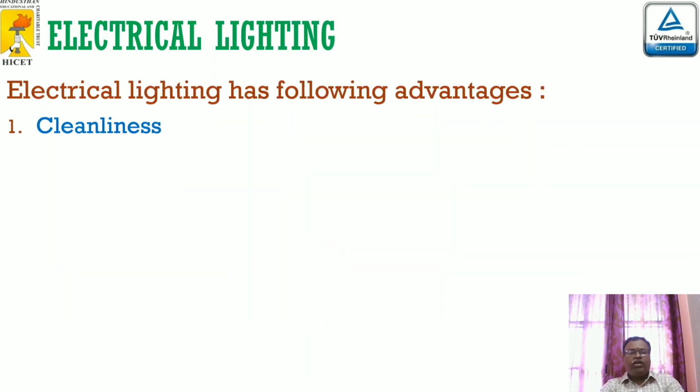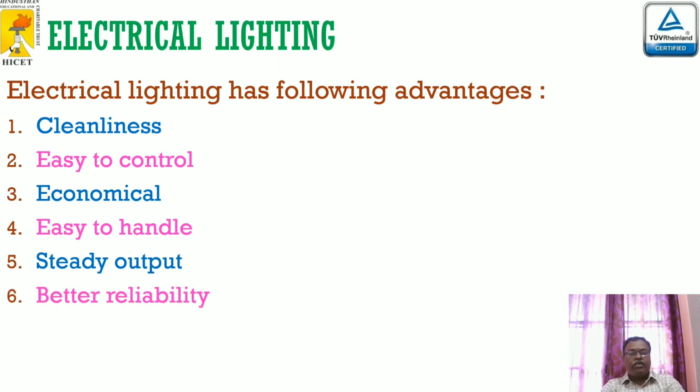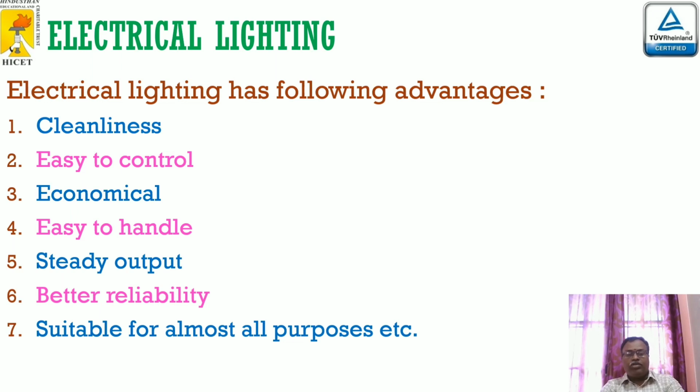And what are the advantages of electrical lighting? First, a very important thing, it is clean. The second is that it is easy to control, and the third is that it is very economic. Nowadays CFLs have been much improved into LED and LCD concepts, therefore it is cheaper, easier to handle, easier to control, and it also gives a steady output. There is no irritation to our eyes, it gives better reliability, and it is suitable for almost all purposes.